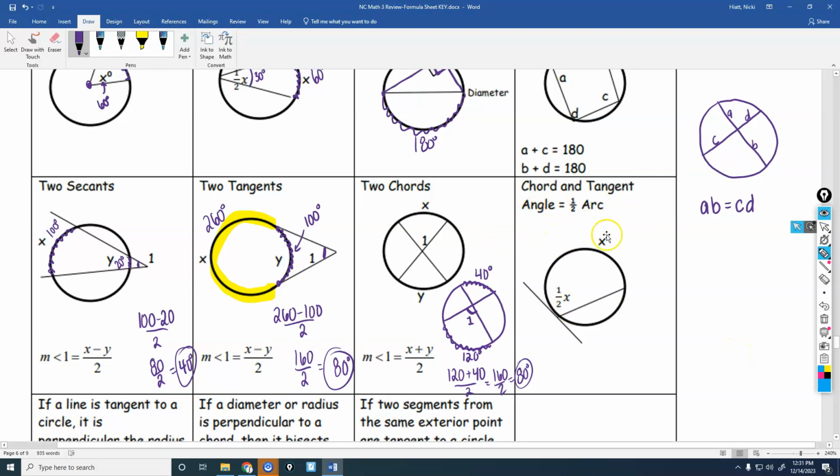All right, this last one right here, let's say that arc right there is 240 degrees. What would the measure of this angle right here be? Half of it, 120, right there.